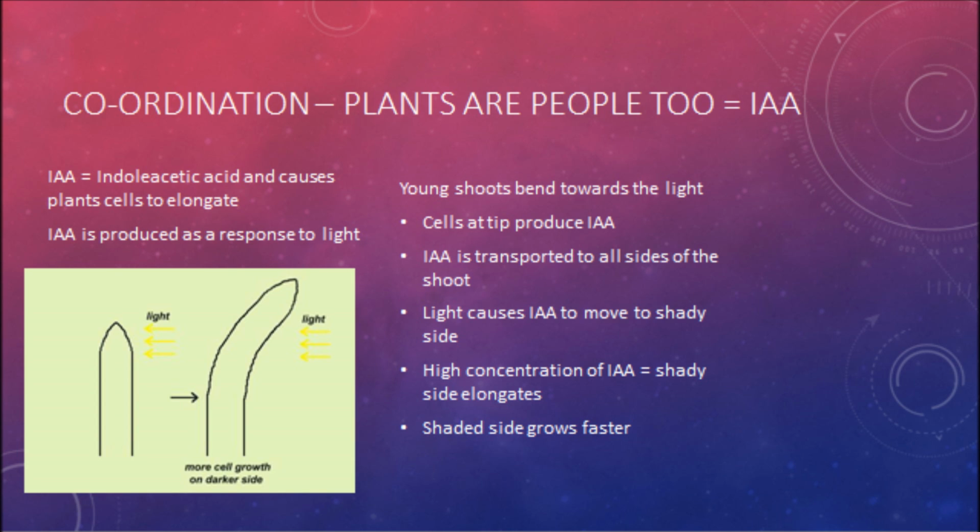Young shoots bend towards the light because the light is used in photosynthesis. When the light source is aimed at the shoot, cells at the tip produce IAA, which is transported down the shoot and transported to all sides. The light causes a movement of IAA from the light to the dark side of the plant, so a greater concentration of IAA builds up. When this happens, the cells elongate, growing faster so the shoot bends towards the light.